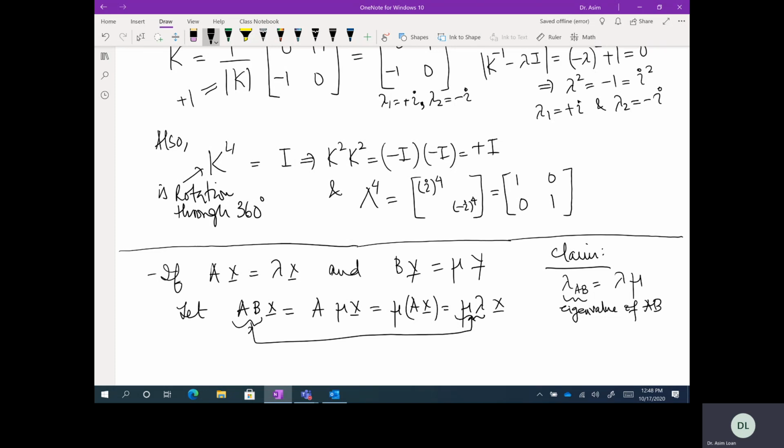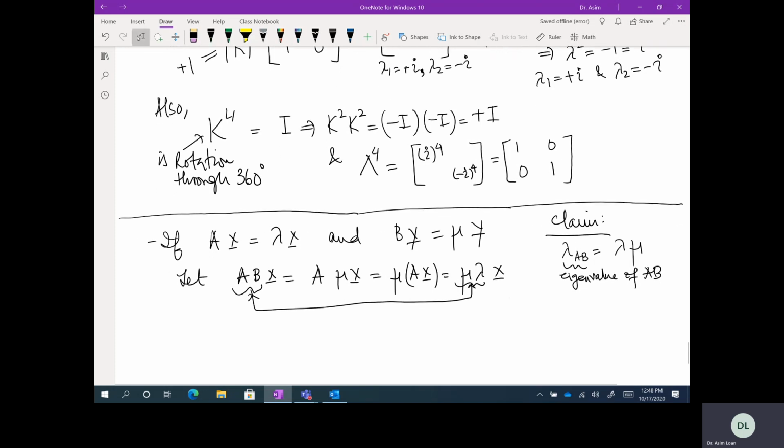So what is wrong here? What is wrong here is that this is an incorrect approach. So it's an incorrect approach. Why?